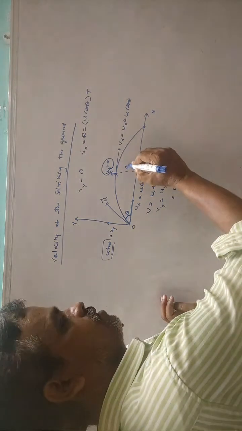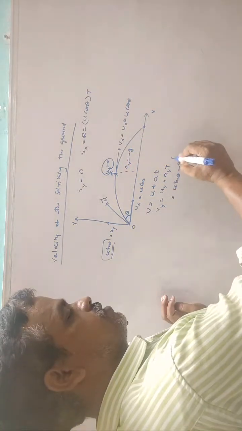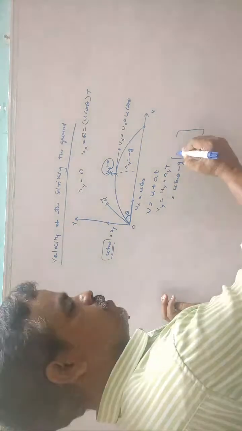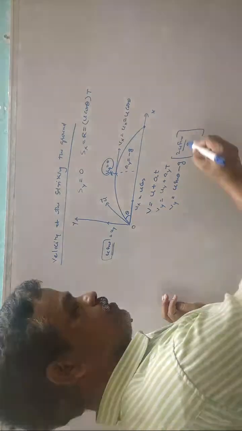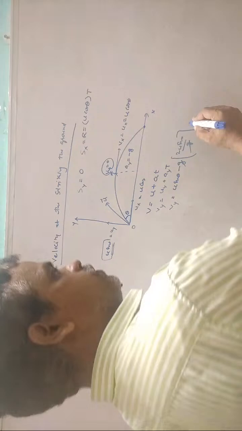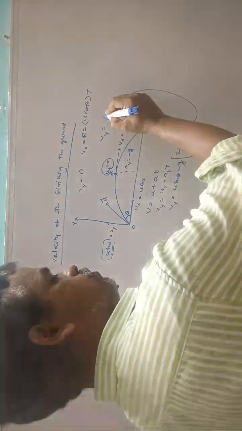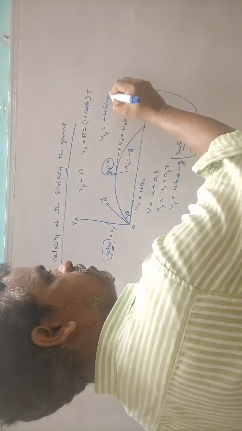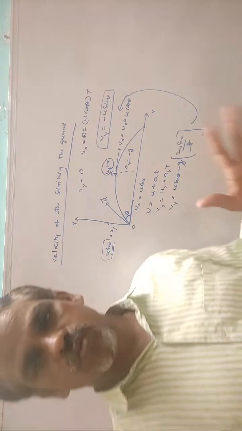Ay is nothing but, as already given, ay equal to minus g. T is nothing but the total time of flight, 2u sin theta by g. The g gets cancelled. You will get vy equal to minus u sin theta. So just think about it.